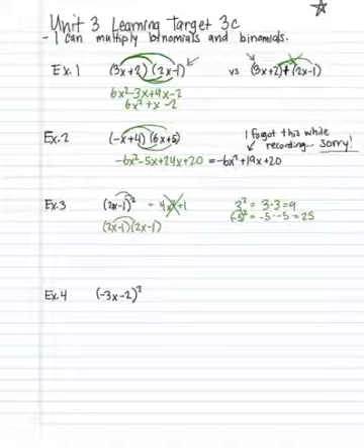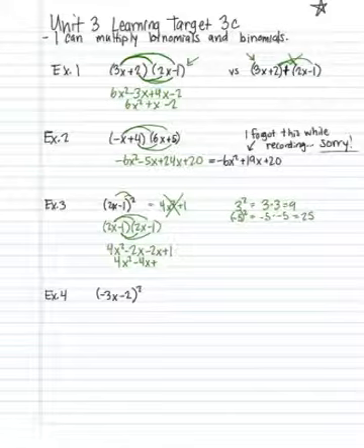2x times 2x gives me 4x squared. 2x times negative 1 is negative 2x. Negative 1 times 2x is negative 2x. Negative 1 and negative 1 gives you positive 1. Again, combine your like terms and we get 4x squared minus 4x plus 1.